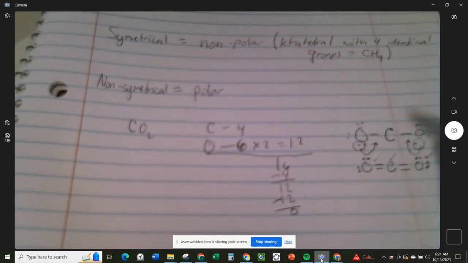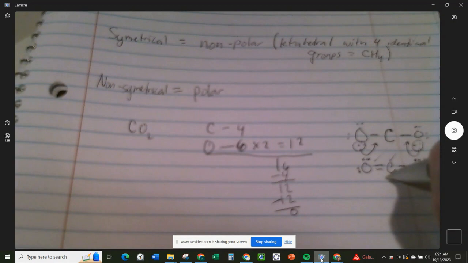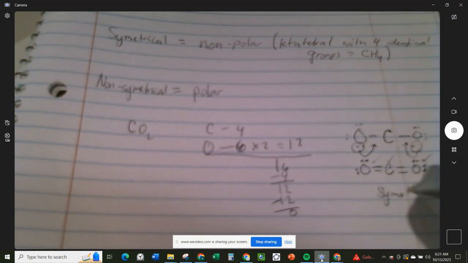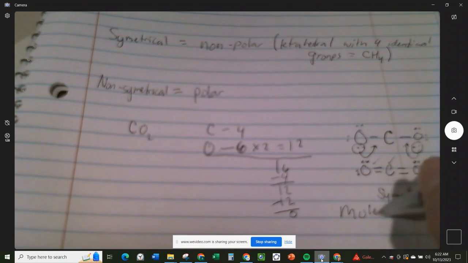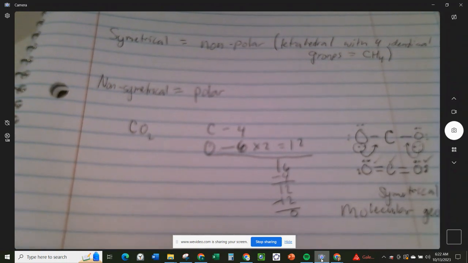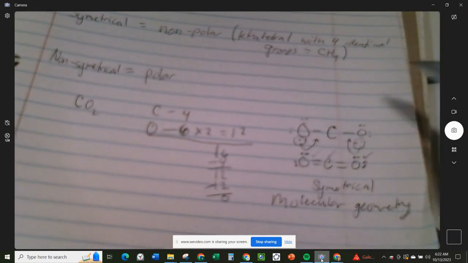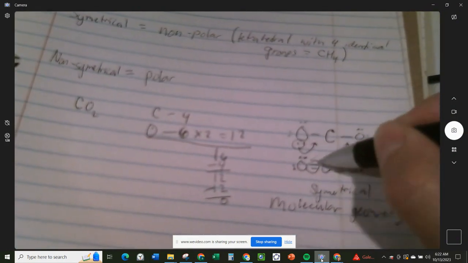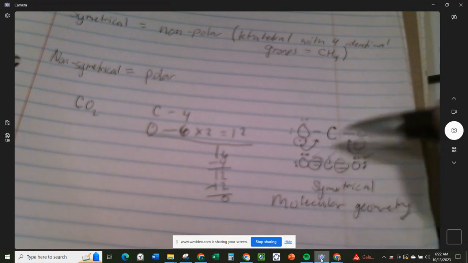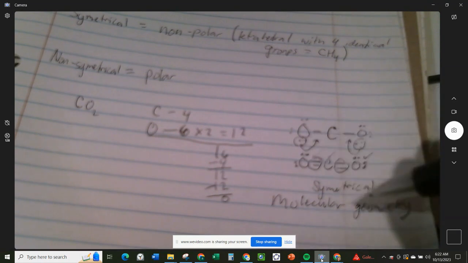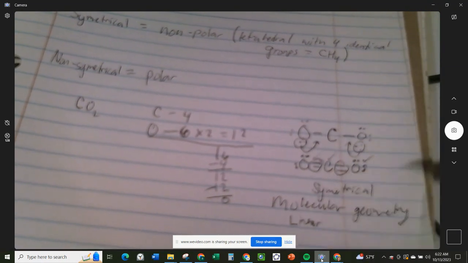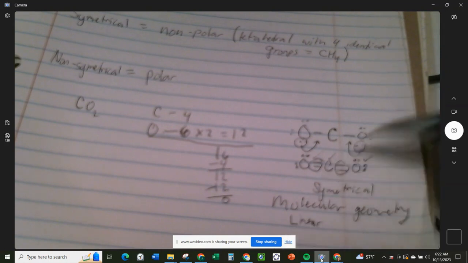Okay, and then we have to decide, is this a symmetrical molecule or a non-symmetrical molecule? So this one is very symmetrical. So it's linear, so we need the molecular geometry. And because we only have 2 electron dense areas around the central atom, the furthest those electron groups can be away from each other is linear. Or we can use our chart. So 2 electron dense areas gives us a linear geometry. So that's how I know that this is symmetrical.